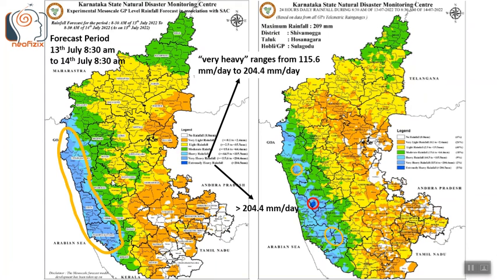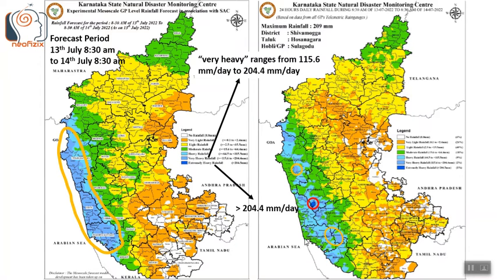On the next day, for the 24-hour period between 13th July 8:30 am to 14th July 8:30 am, previously we saw 12th to 13th July, now it is 13th to 14th July. The model predicts more widespread, very heavy rainfall, that is rainfall in the range of 115.6 to 204.4 millimeter per day. It predicts more widespread, very heavy rainfall right along the coast, and more enhanced compared to the previous day.